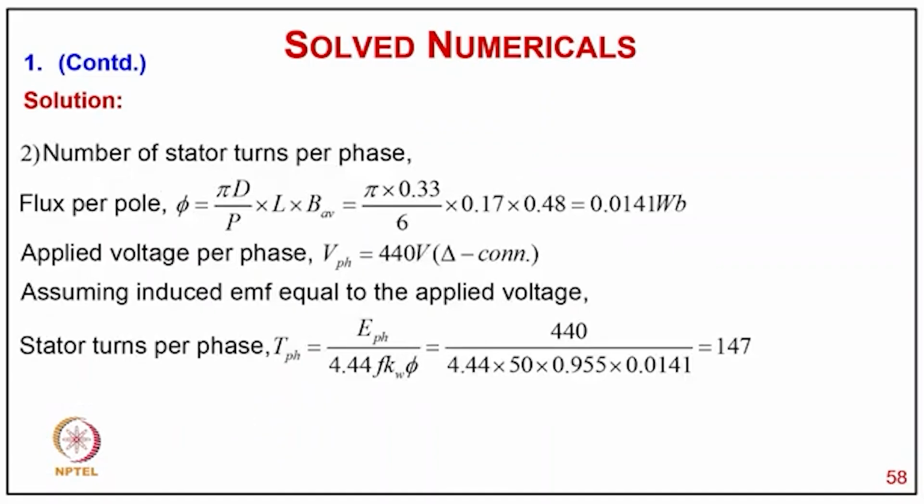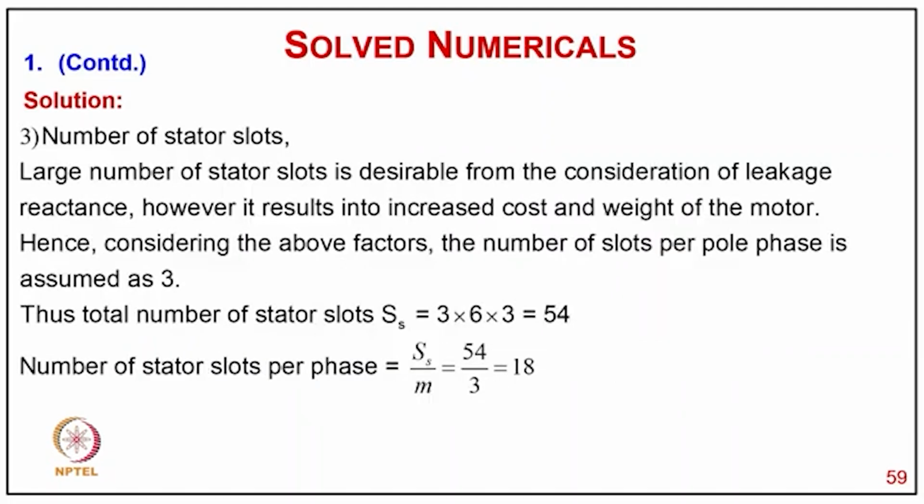Now, the number of stator turns per phase. Flux per pole phi equal to pi D upon P, into L into B average. Putting the values, it comes 0.0141 Weber. The applied voltage per phase is V phase equal to 440 for delta connection. Considering the induced EMF equal to the applied voltage, the stator turns per phase is E upon 4.44 f KW phi. Putting the values, it comes 147.